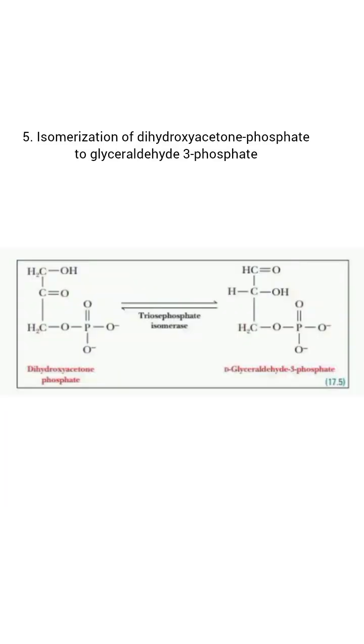The fifth reaction involves the isomerization of dihydroxyacetone phosphate to glyceraldehyde 3-phosphate by triose phosphate isomerase, yielding two glyceraldehyde 3-phosphate molecules to proceed in glycolysis.